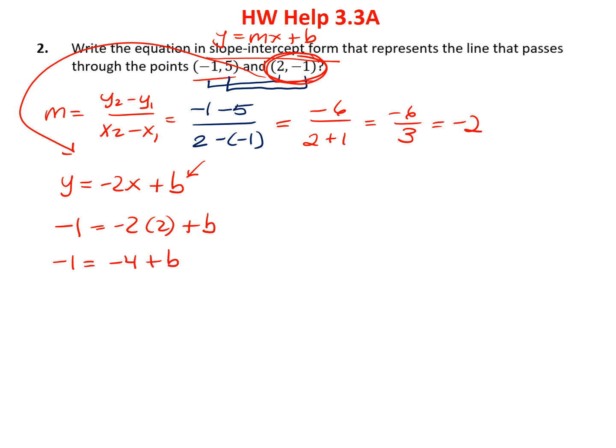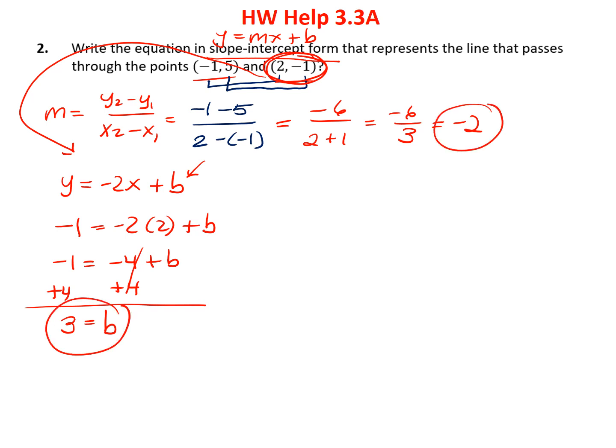We'll undo the subtract 4 by adding 4 to both sides. 4 minus 1 is 3. And that goes to 3 equals b. So there's my b now. So now I have a slope of minus 2 here, and I have a b of 3, so I can now write my equation. y equals negative 2x plus 3.